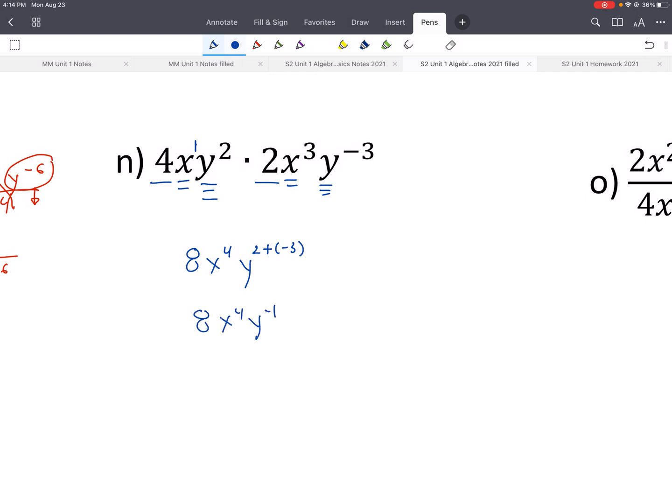But wait, we don't want negative exponents. So we will just move it to the bottom, and we're good to go. Okay, maybe I should have had that as a separate step.